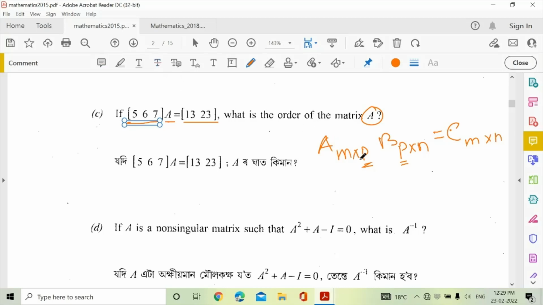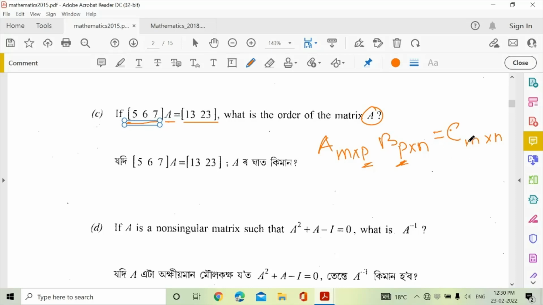If A is a matrix of order M by P and B is a matrix of order P by N, then we will have a new matrix C whose order is M by N. That means for the multiplication process to exist, the number of columns of the first matrix should be equal to the number of rows of the second matrix. Okay, here in this case, matrix multiplication exists.